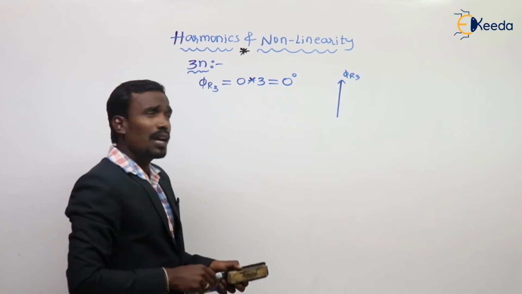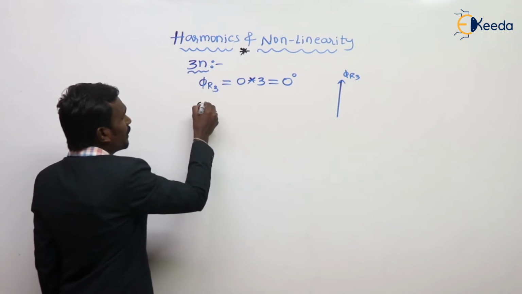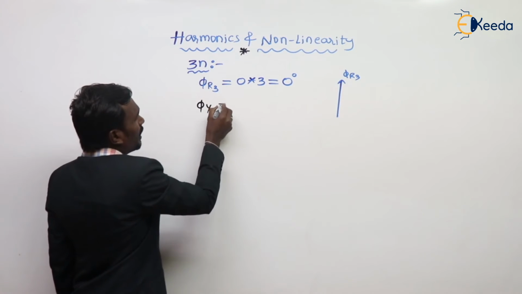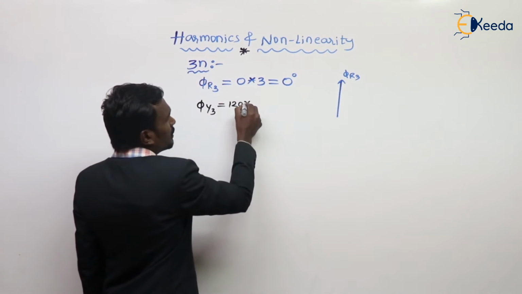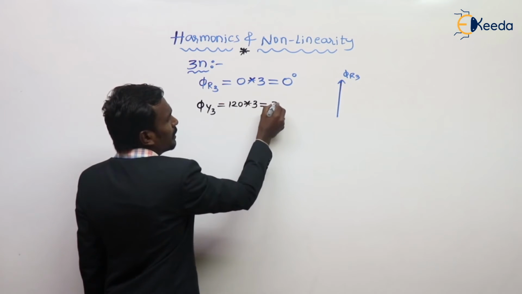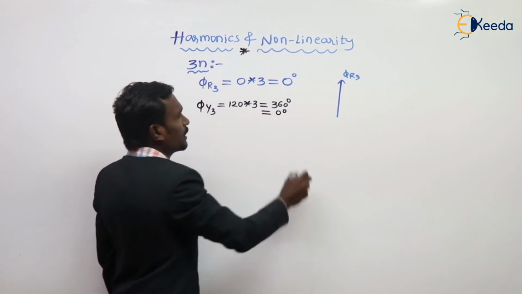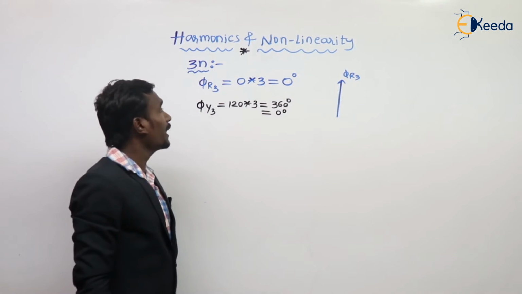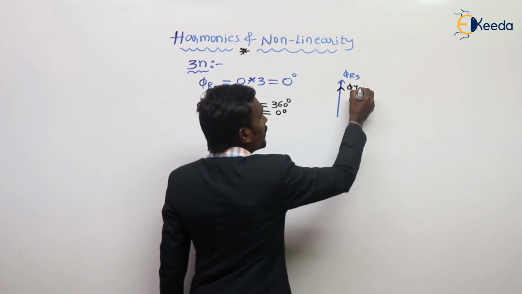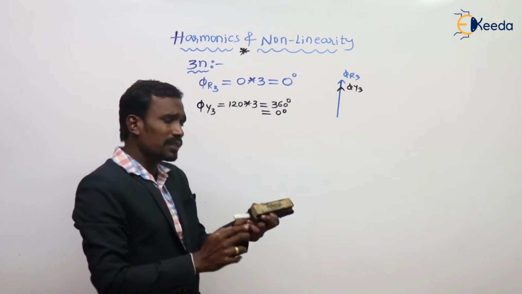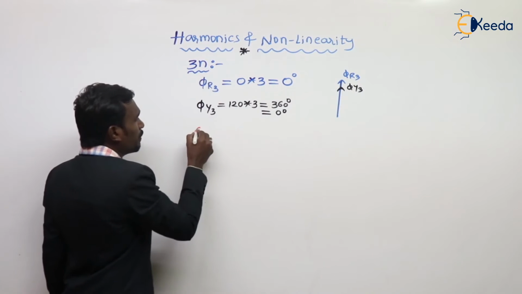And next one, Y phase, phi Y3. Actually Y phase is at 120 degrees. But this is triple N, that's why multiplied with 3, which is 360 degrees, nothing but 0 degrees. Again, the Y phase is also located at 0 degrees. Now, let's go for B phase.